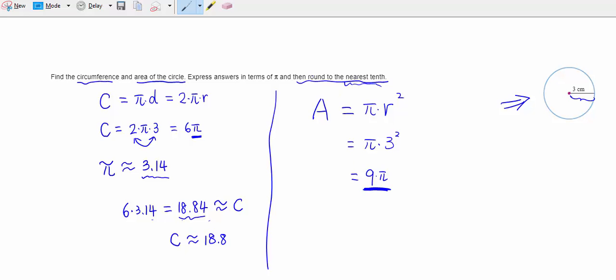And they also want us to round the answer to the nearest tenth. Which means you need to replace the pi with the estimate of pi. So use 3.14. So let's do that. 9 times 3.14, that gives you 28.26.